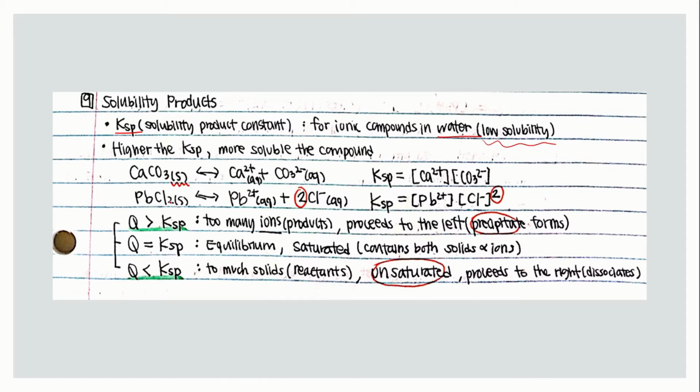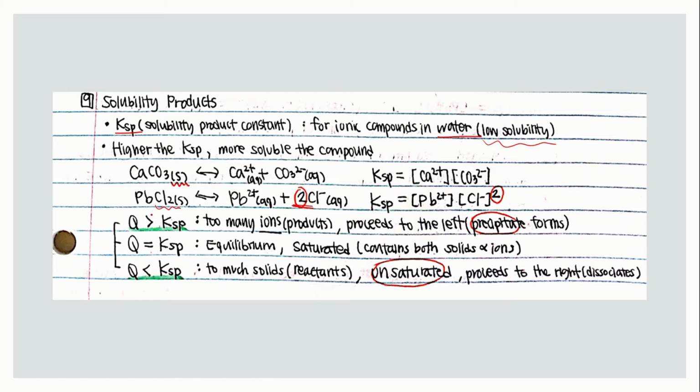And for PbCl2, lead chloride, it becomes lead ions and 2 chloride ions. And for Ksp, it will be lead ions times chloride ions squared because of this coefficient of 2.